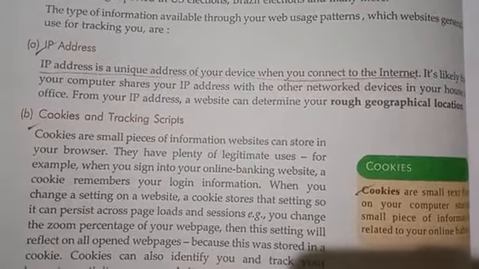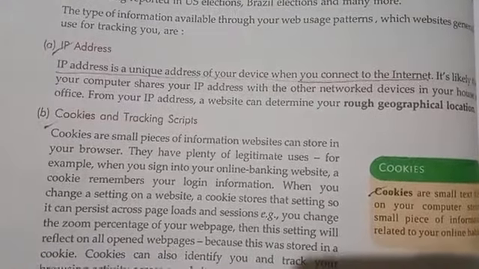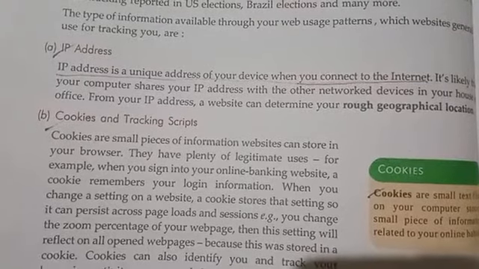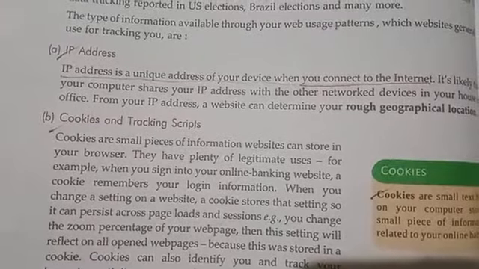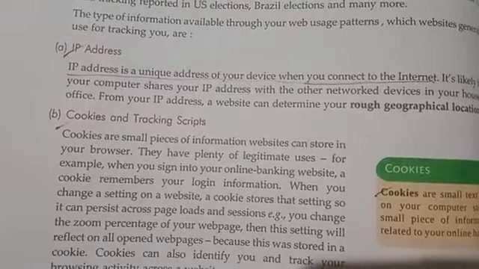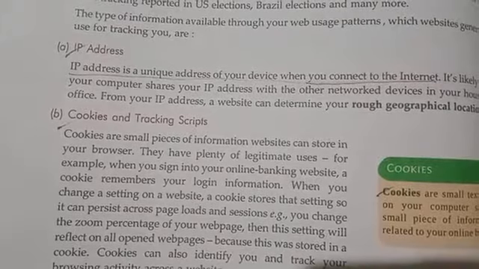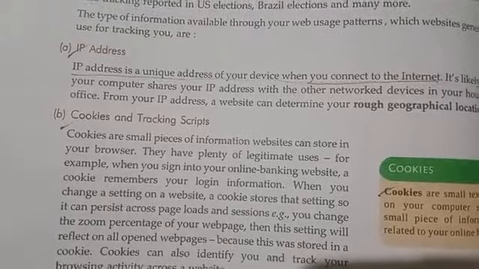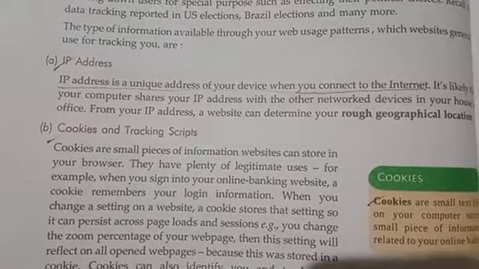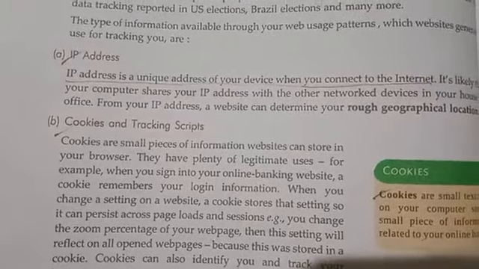Rough geographical location means the first two parts of the IP address describe the network, that is, in which network you are connected. The second two parts of the IP address describe your particular machine number. In 192.168.2.1, the first two parts represent the network you are connected to. By using that number, any third person can identify your rough location where you are seated. This is one of the ways a website can track you.